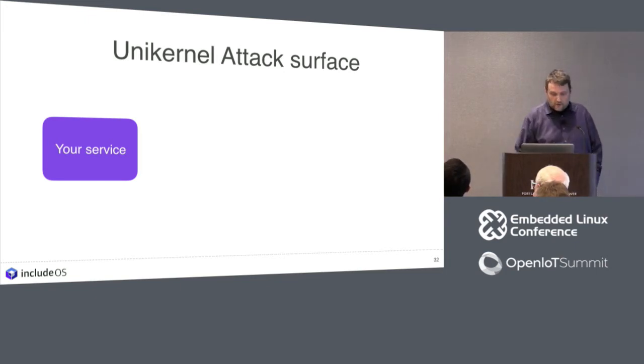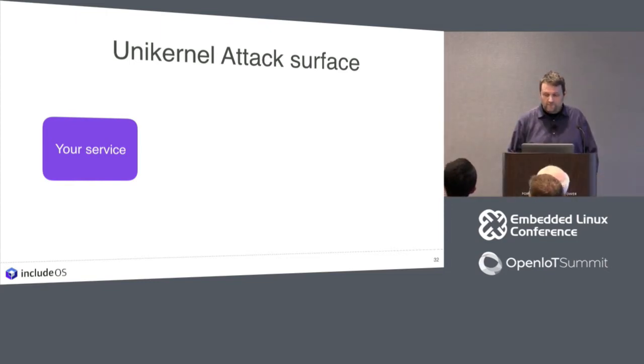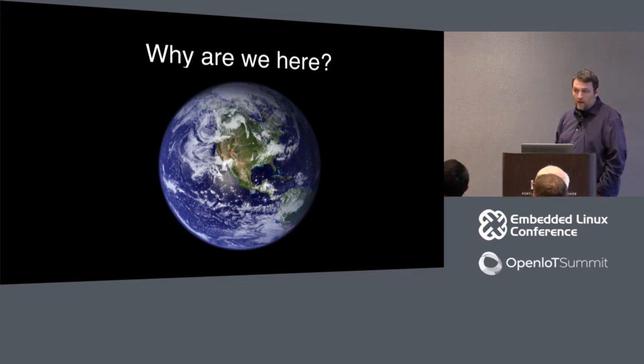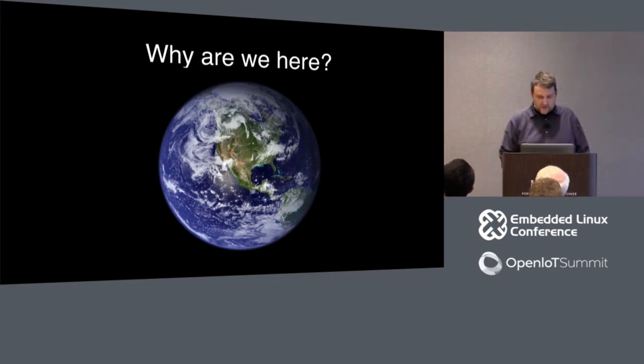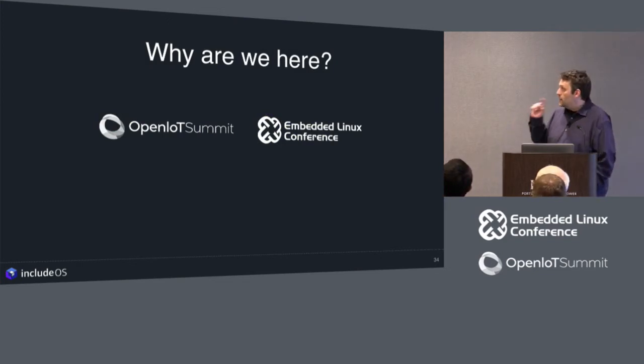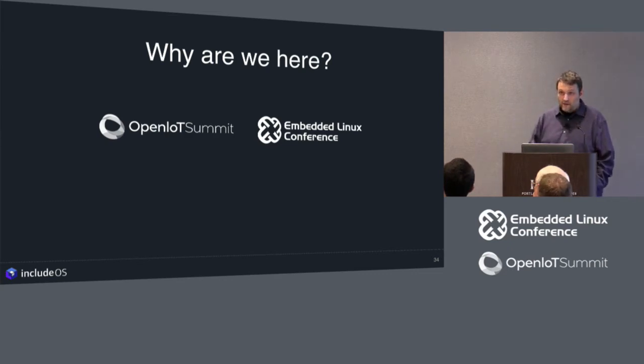OK, now you know a bit about unikernels, so it's time to get philosophical. Why are we here? And I don't mean that in a metaphysical sense. I mean very practical. Why are we here? If you look at the badges you're wearing around your necks, you will see these logos, OpenIoT, Embedded Linux. Now I've told you about IncludeOS. We're not Linux, and we're actually not yet used for IoT.